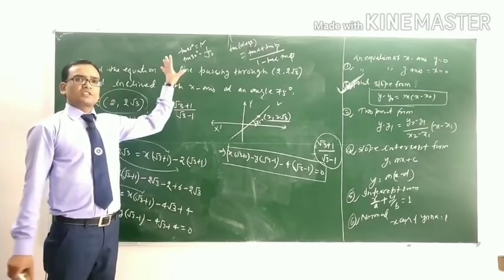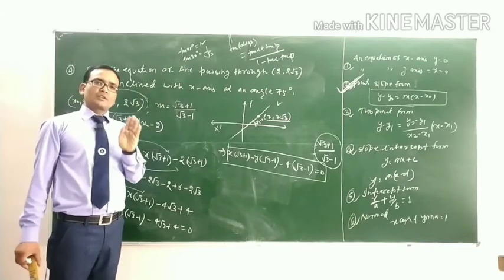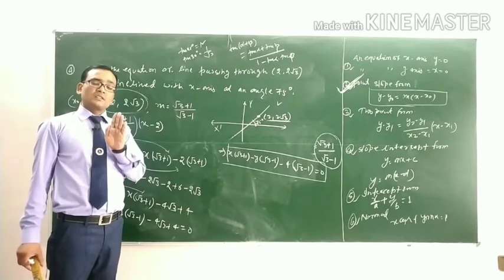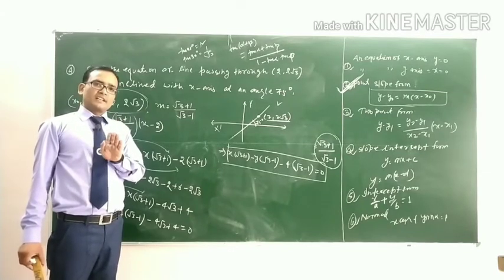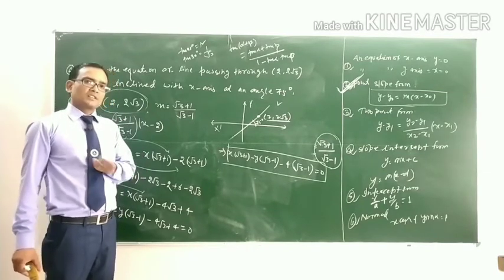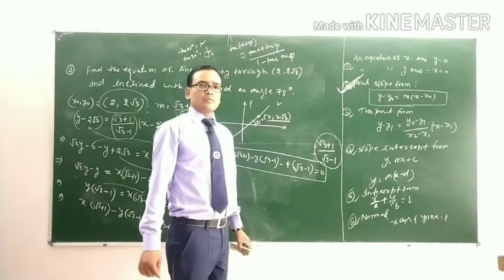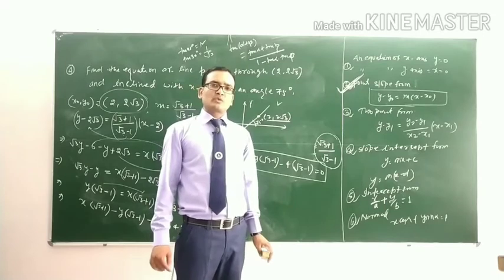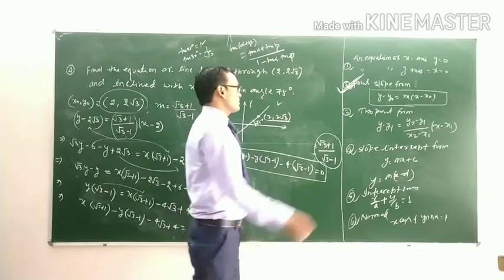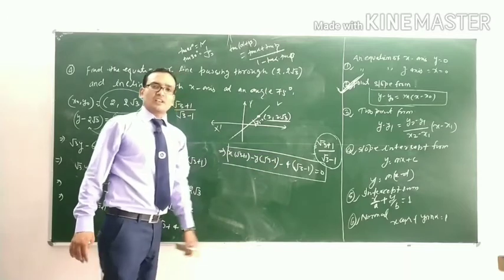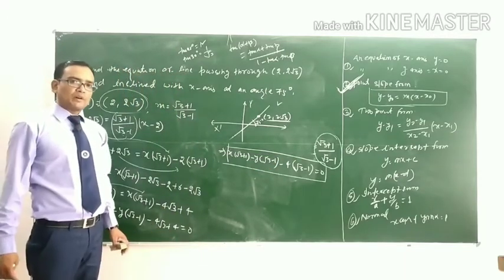In this question, given that theta equal to 75 degree, then we find the tan 75 degree. Tan 75 degree is the square root 3 plus 1 upon square root 3 minus 1. Okay student, this is a slope of straight line.